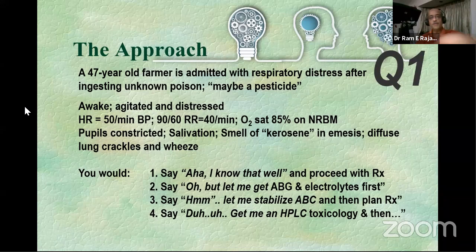So I would ask you a very simple and reasonably straightforward question over here and say, which of these 4 reactions is what you're going to have? Are you going to say, okay, you've told me he's a farmer with maybe a pesticide and he's giving me classic findings and I know that condition well and I'm going to start proceeding with the treatment of this patient? Or you're going to say, let me get some basic electrolytes and ABGs and things like that in the first place. Or you'll say, I need to stabilize this patient and then I can plan my therapy. Or you would be very sophisticated and say, let me get some toxicology screen before I perform any actions on this patient.